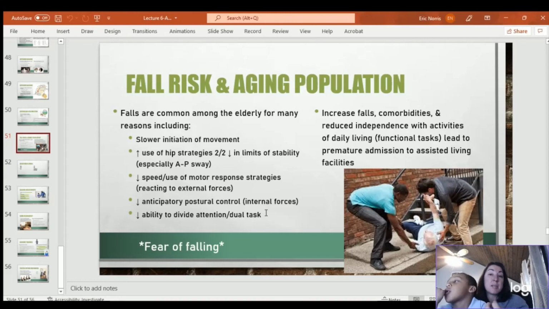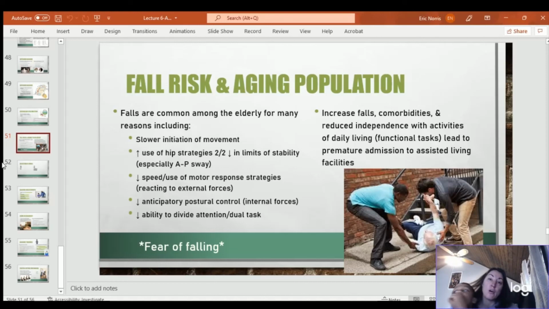But the changes they make actually make them more likely to fall. And then if somebody has falls, it typically increases falls, comorbidities, and reduced independence with activities of daily living lead to premature admission to assisted living facilities. So like I said, oftentimes that's kind of the start of the end, and people see that with their friends. They get scared of it, and they have that fear of falling because it's true.